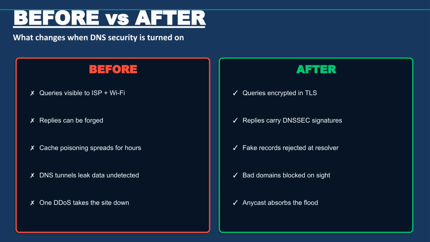Before DNS security, queries were visible, replies could be forged, and DDoS took sites down. After implementation, queries are encrypted, replies carry DNSSEC signatures, bad domains are blocked, and Anycast absorbs floods.